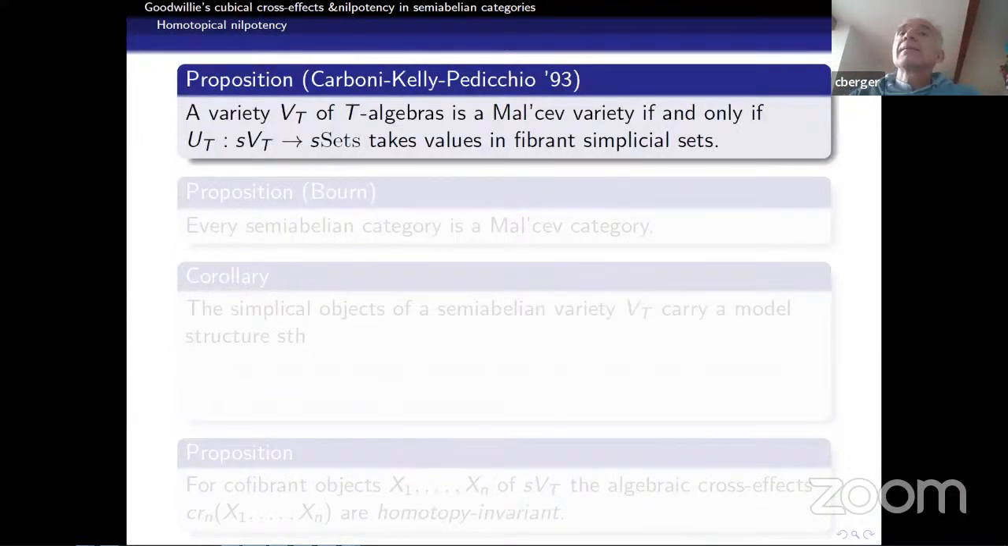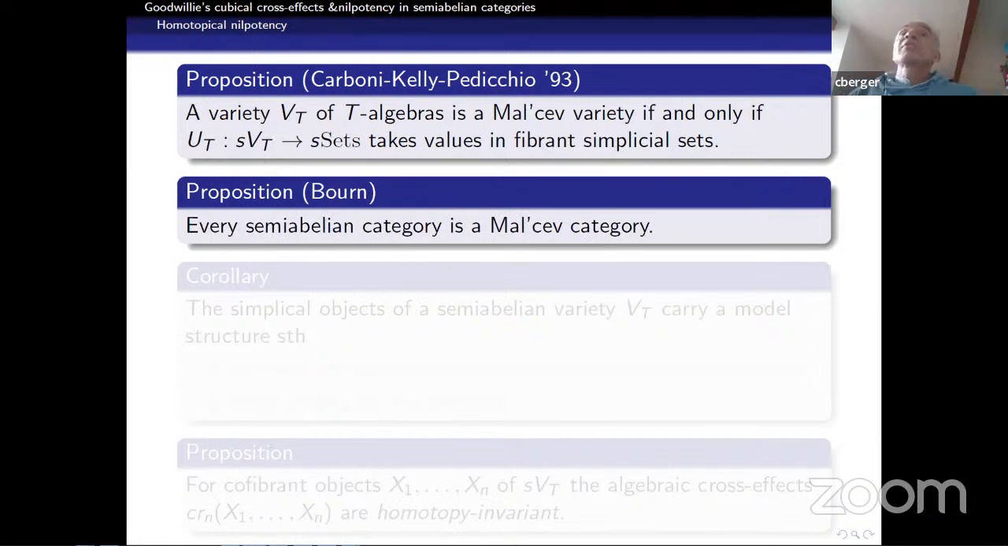And Carboni, Kelly, and Pedicchio, they show, actually they characterize those algebraic varieties where this is true. And these are precisely those varieties which are called Maltsev varieties, so where a Maltsev condition is satisfied. And Dominique Bourn showed that actually every protomodular category is a Maltsev category. So in particular, every semi-abelian category is a Maltsev category.